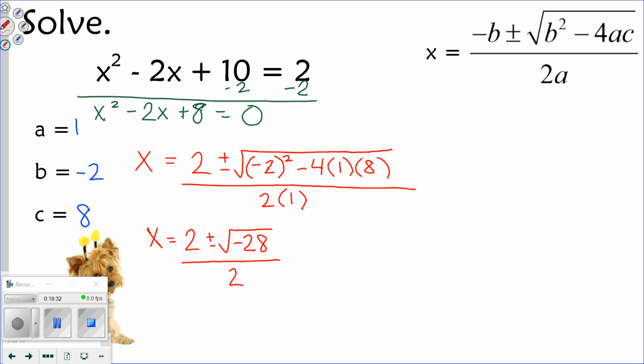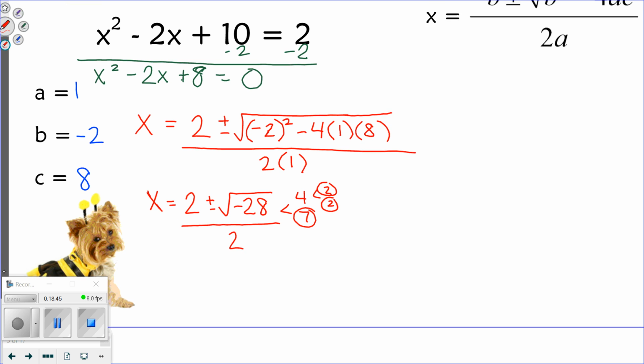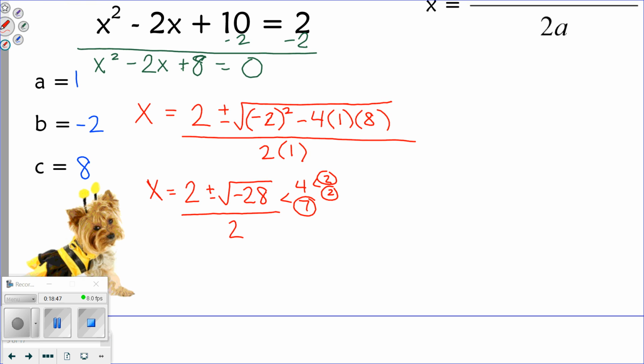All right. From there, your next step then is to actually do a factor tree. Can I factor tree -28? Yeah, I can do that one. So that's 4 and 7, 2 and 2. So what's that going to simplify to be? Good. 2 plus or minus, that's going to be 2i radical 7 all over 2.